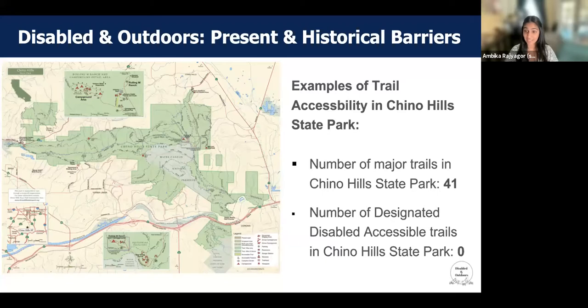And I've also brought my sister to these parks. The number of disabled accessible trails in this Chino Hills State Park, though, is 0. And that's kind of a frightening amount. There are none that have been completely designated to be a disabled accessible trail. There are spaces like campgrounds, about 3 or 4, where someone in a wheelchair could come out and just view the nature, but that's pretty much it. So that's just one example of trail accessibility.